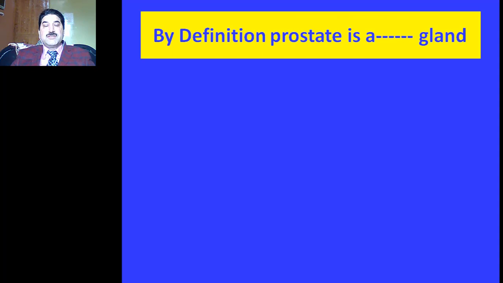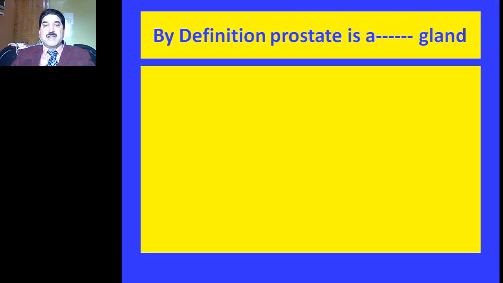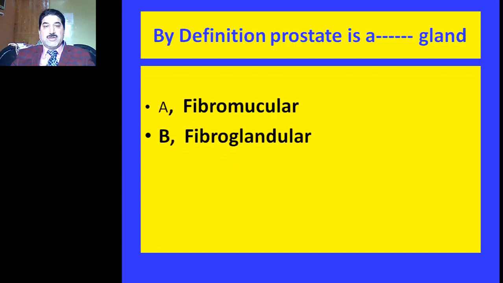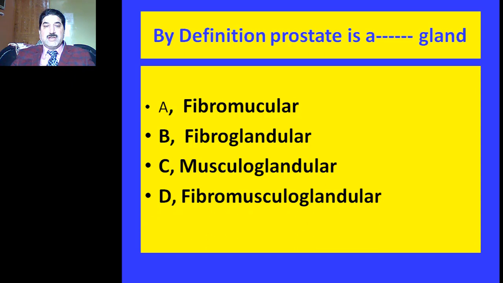The last question is, by definition, prostate is a dash gland. A, fibromuscular, B, fiboglandular, C, musculoglandular, D, fibromusculoglandular. The correct answer is D. As already defined, prostate is composed of fibrous, muscular, and glandular tissue in different proportions.